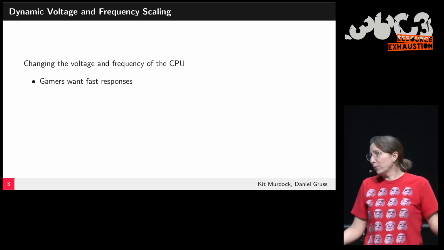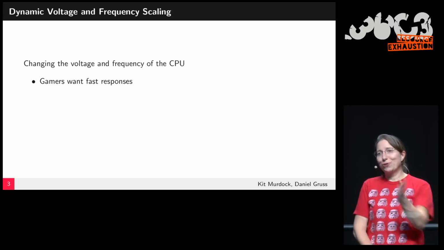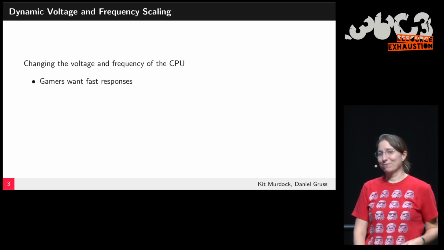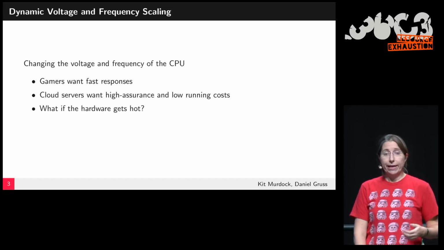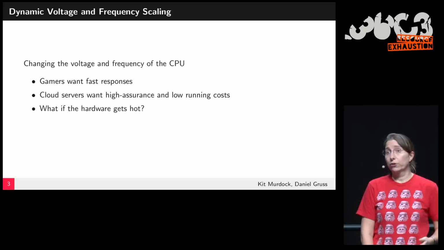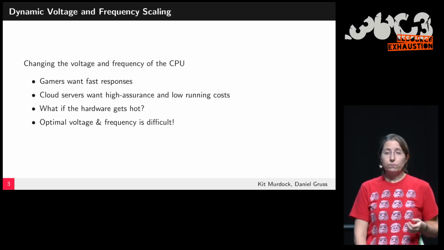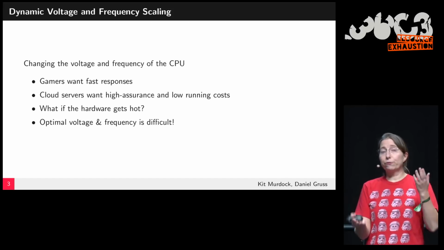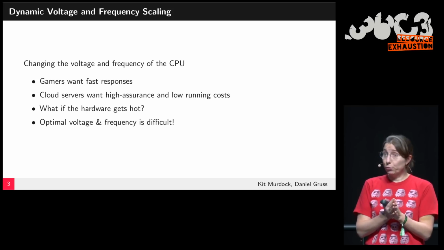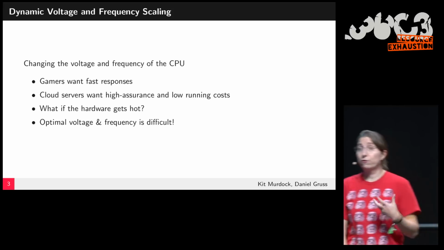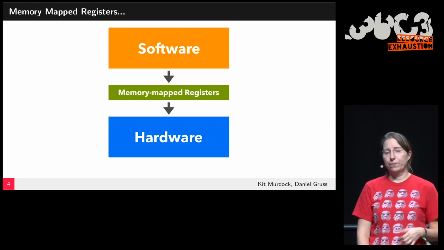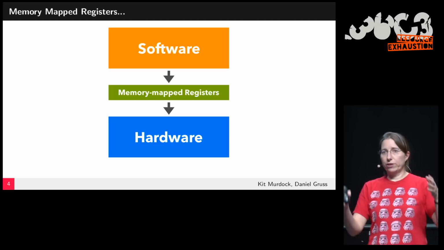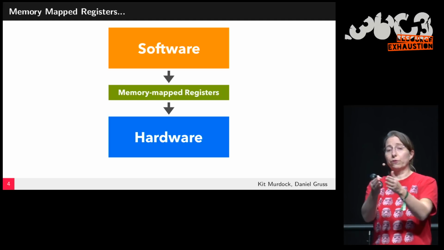Well, gamers want fast computers. I am sure there are a few people out here who will want a really fast computer. Cloud servers want high assurance and low running costs. And what do you do if your hardware gets hot? You're going to need to modify them. And actually finding a voltage and frequency that work together is pretty difficult. And so what the manufacturers have done to make this easier is they've created a way to do this from software. They created memory-mapped registers. You modify this from software, and it has an impact on the hardware.